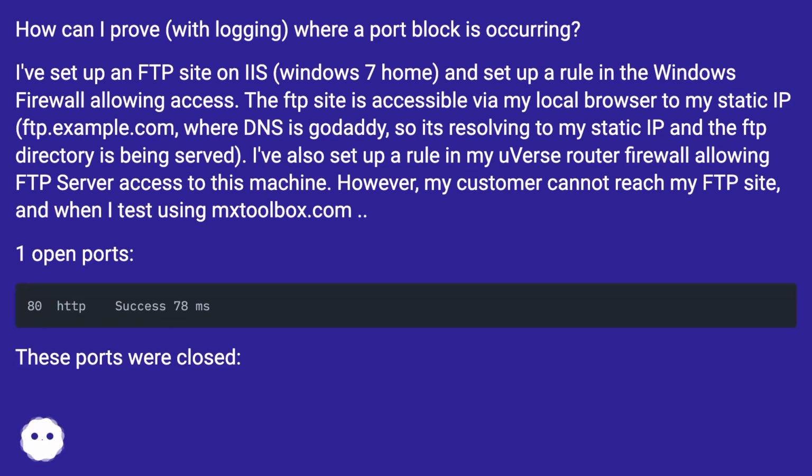I've set up an FTP site on IIS, Windows 7 Home, and set up a rule in the Windows firewall allowing access. The FTP site is accessible via my local browser to my static IP, ftp.example.com, where DNS is GoDaddy, so it's resolving to my static IP and the FTP directory is being served. I've also set up a rule in my Uverse router firewall allowing FTP server access to this machine.